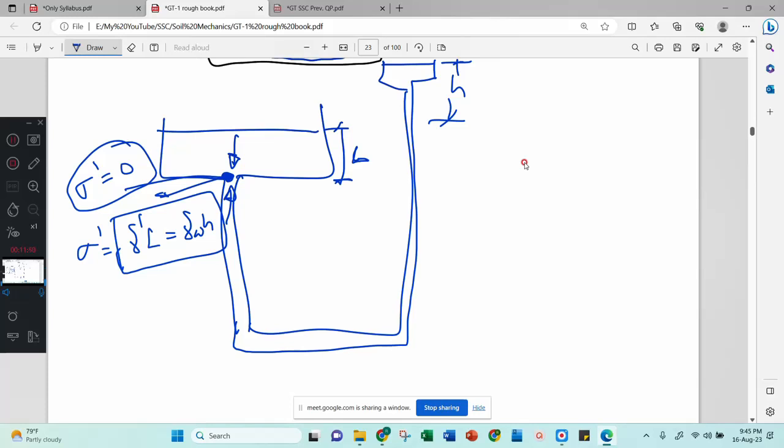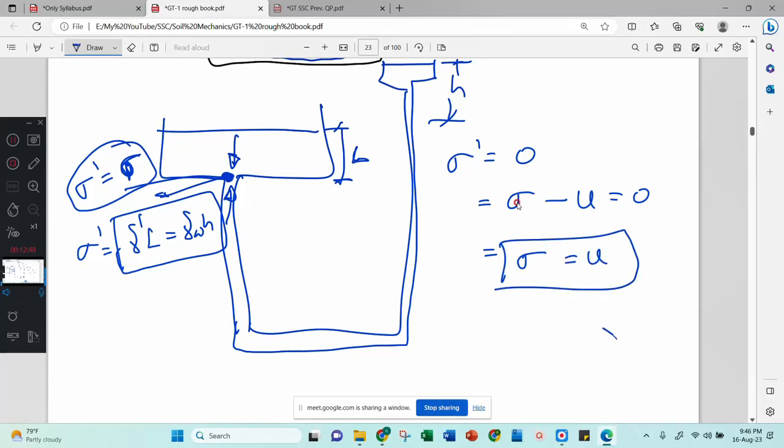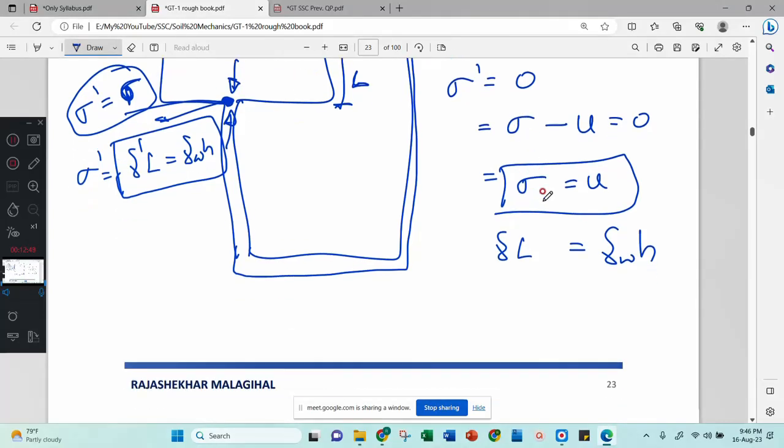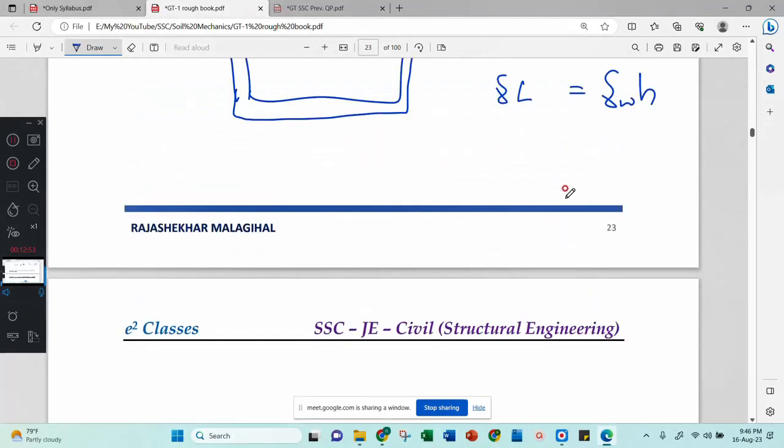Effective stress equals total stress minus pore water pressure. I will prove it here. Effective stress equal to 0 means what? Total stress minus pore water pressure equals 0. Then total stress equals pore water pressure. Pore water pressure is nothing but gamma W into H, and total stress is nothing but gamma into L. From this we will derive an equation by considering these conditions.